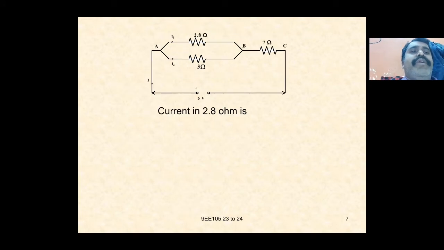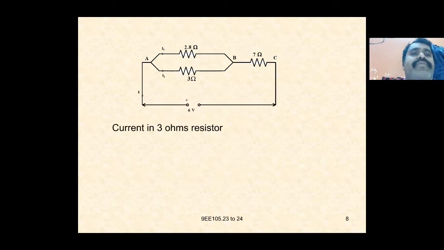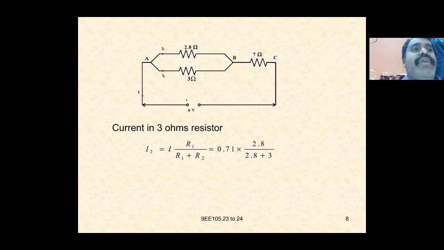So the current in the 2.8 ohm resistor, I1, is equal to I into R2 by R1 plus R2, which is equal to 0.71 into 3 divided by 2.8 plus 3. Then I2, the current in the 3 ohm resistor, is equal to I into R1 by R1 plus R2, which is equal to 0.71 into 2.8 by 2.8 plus 3, which is equal to 0.343 amperes.